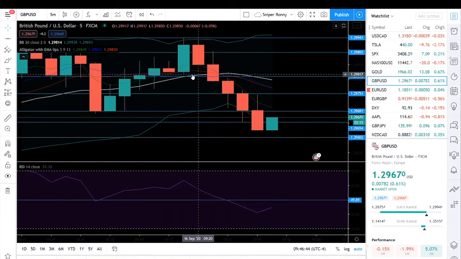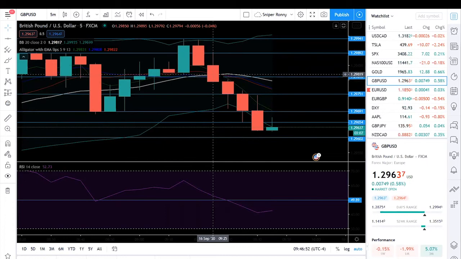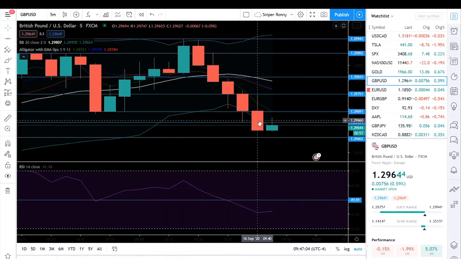Think of the alligator as he's sleeping. And then when they start diverging apart from each other, the alligator is waking up, he's opening his mouth, and you're going to see either an uptrend or a downtrend. So you can use those along with your moving averages if you want to have the 3 set up like that. There are many different combinations you can use.